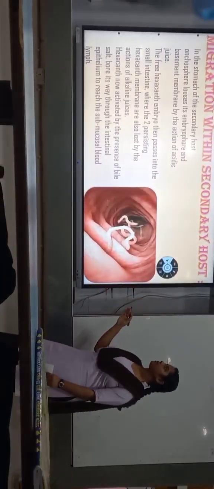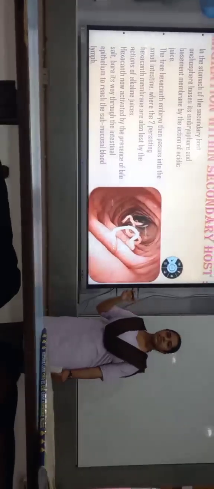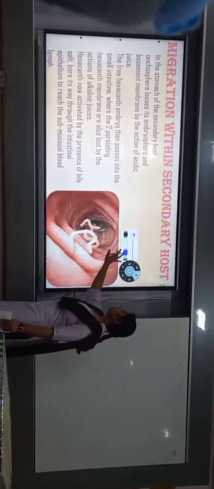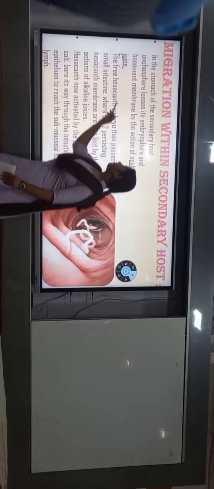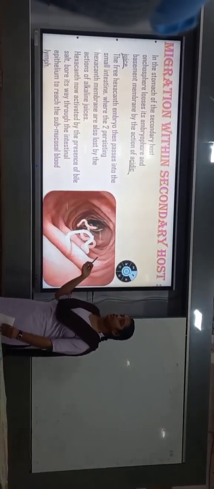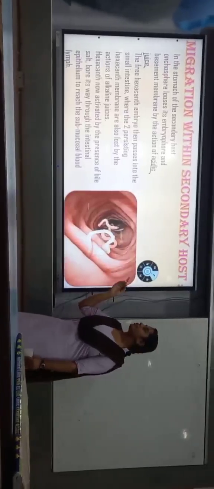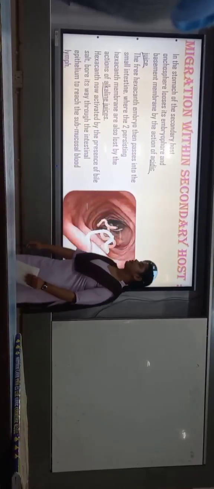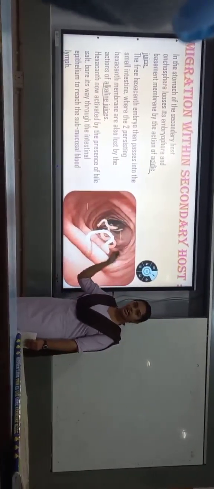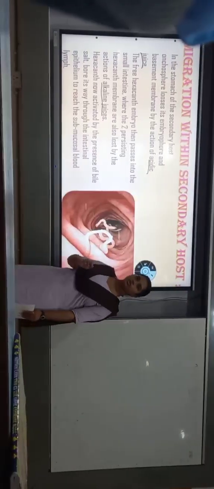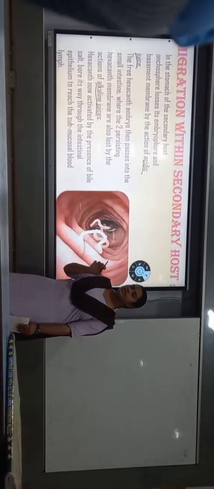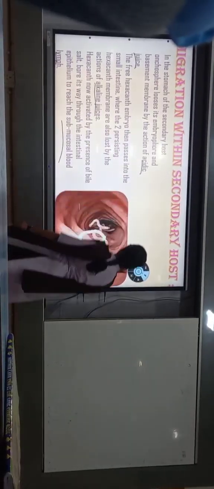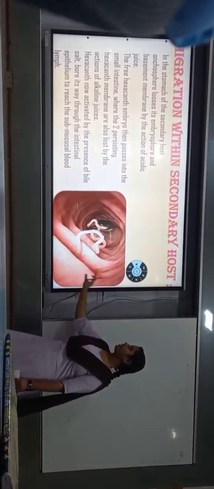Migration within the secondary host. In the stomach of the secondary host, the oncosphere loses its embryophore and its basement membrane by the action of acidic juices, and the free hexacanth embryo then passes into the small intestine, where the persisting hexacanth membrane also loses its action by the alkaline juices. Here, the hexacanth gets activated by the presence of bile salts and bores its way through the intestinal wall epithelium to reach the submucosal blood vessels. You can see this is the tapeworm in the gut of the secondary host.